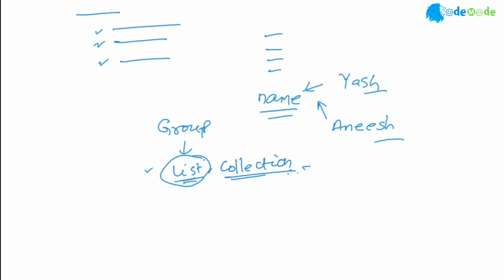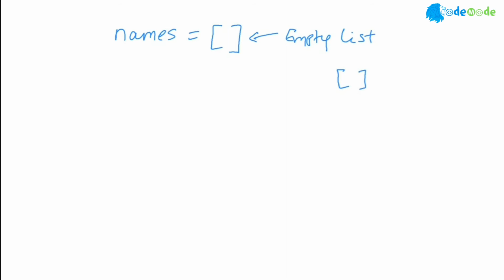In layman's terms. So, for example, we create a list and we say names. We can create a list called names equal to, and you use square brackets. If I don't give anything, this is an empty list. The square bracket has a special meaning and it is used for a list. So we say names equal to an empty list.